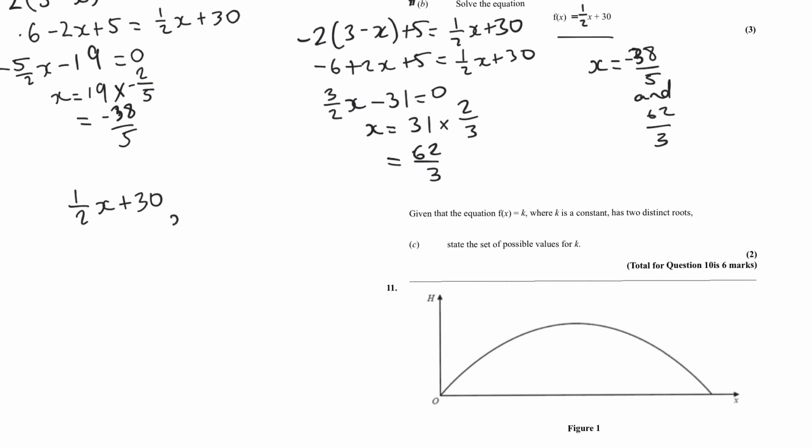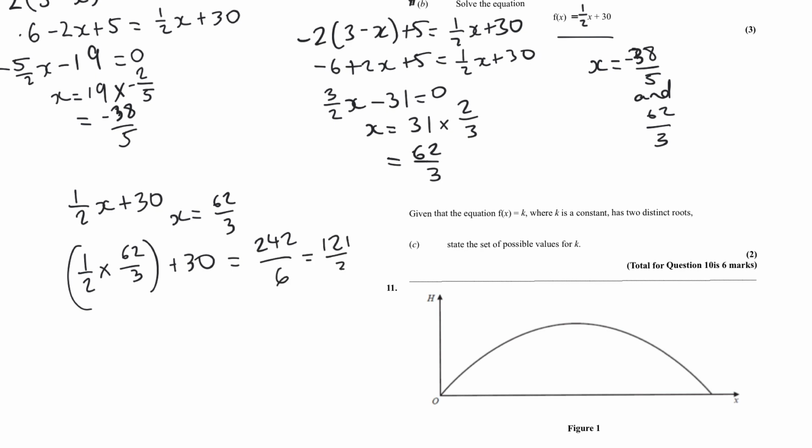So first of all, we could look at when x is equal to 62 over 3. So that will be a half times 62 over 3 plus 30. So if you were to solve that, you would end up with 242 over 6, which could be simplified into 121 over 3.